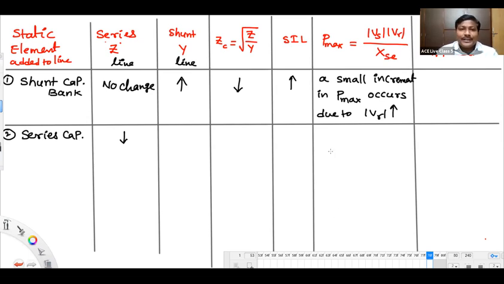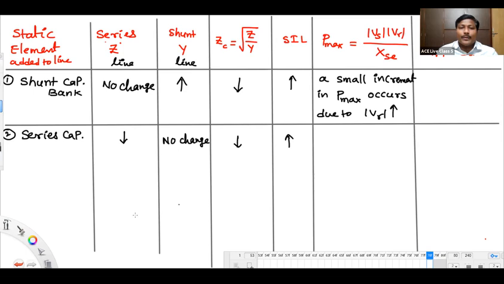What happens to shunt admittance? Almost no change in the shunt element. What happens to ZC? It decreases because Z is decreasing. So ZC also decreases and SIL increases. SIL is V square by ZC, so ZC decreasing means the SIL value increases.